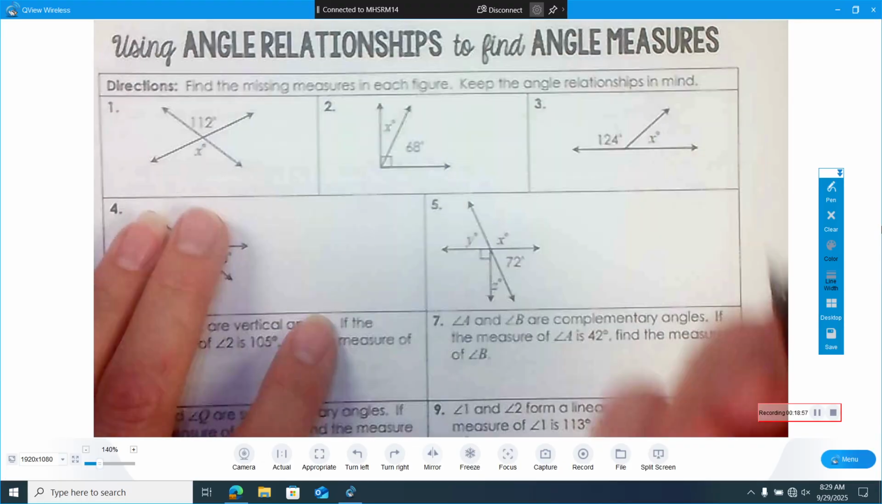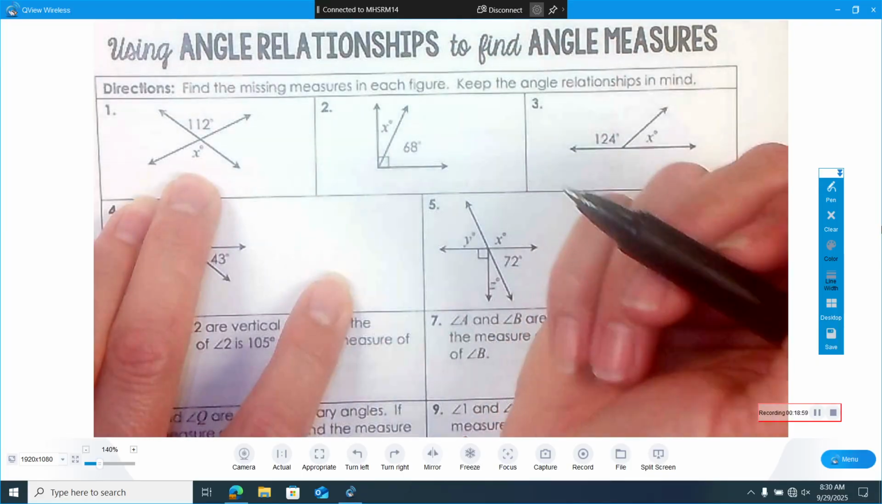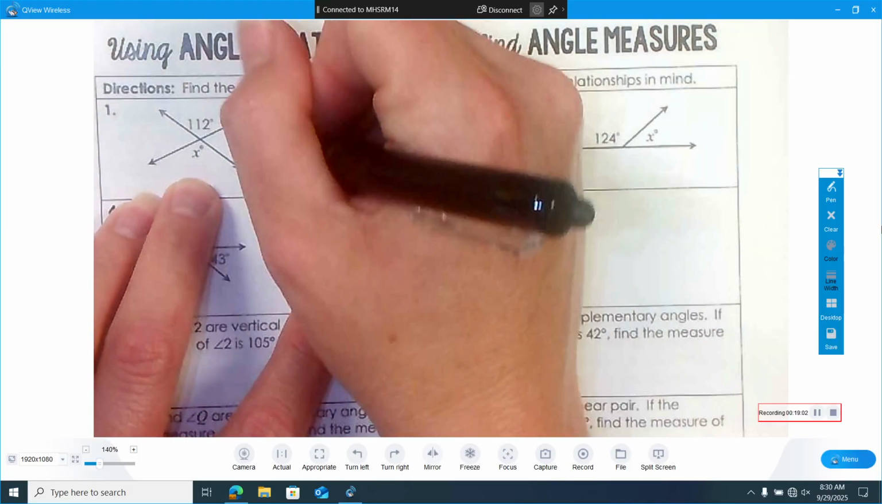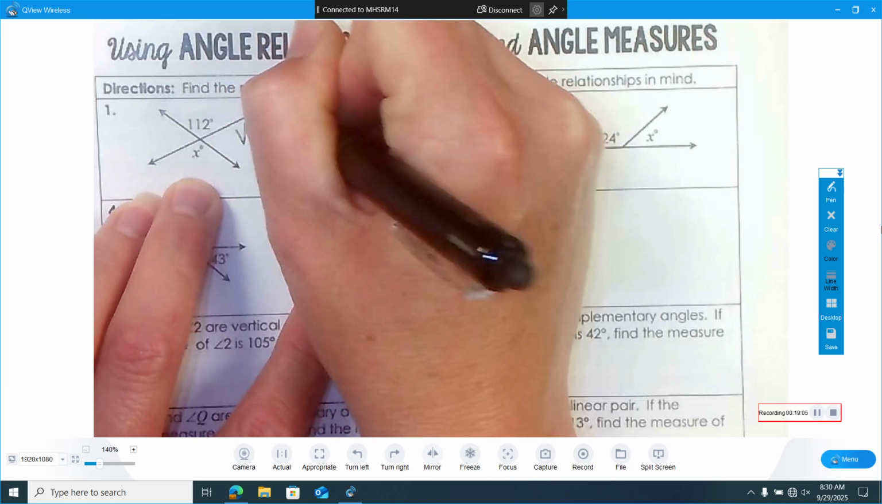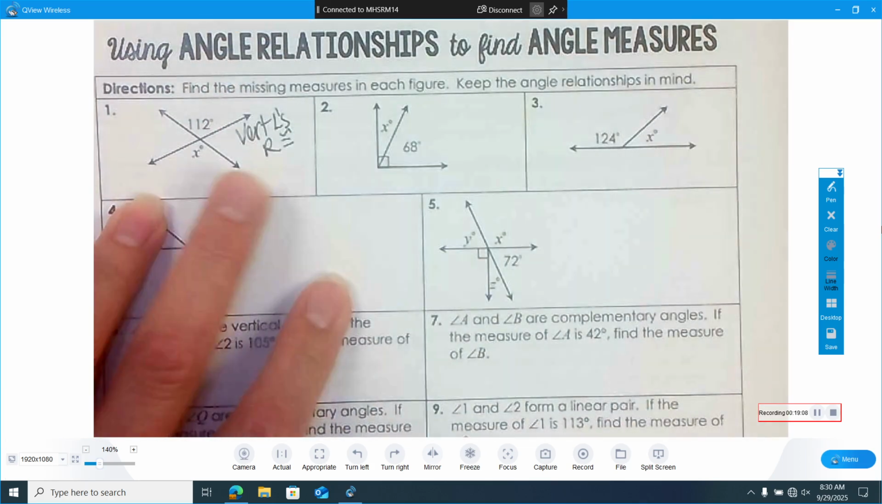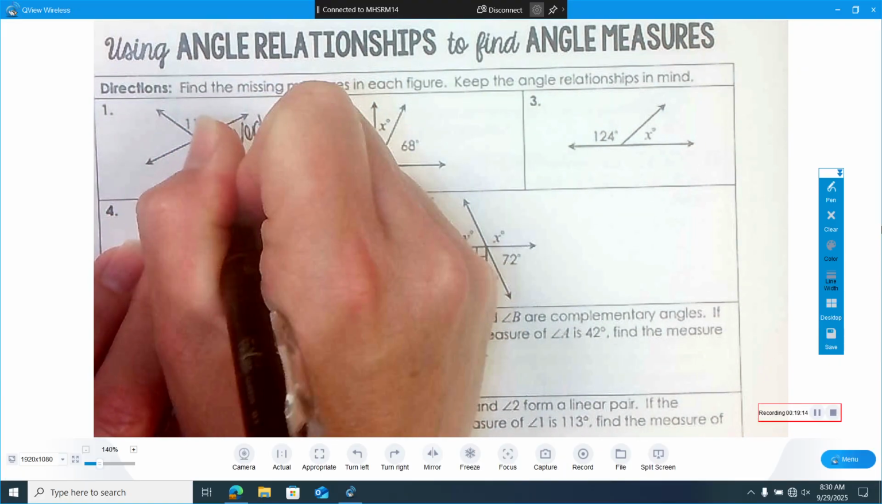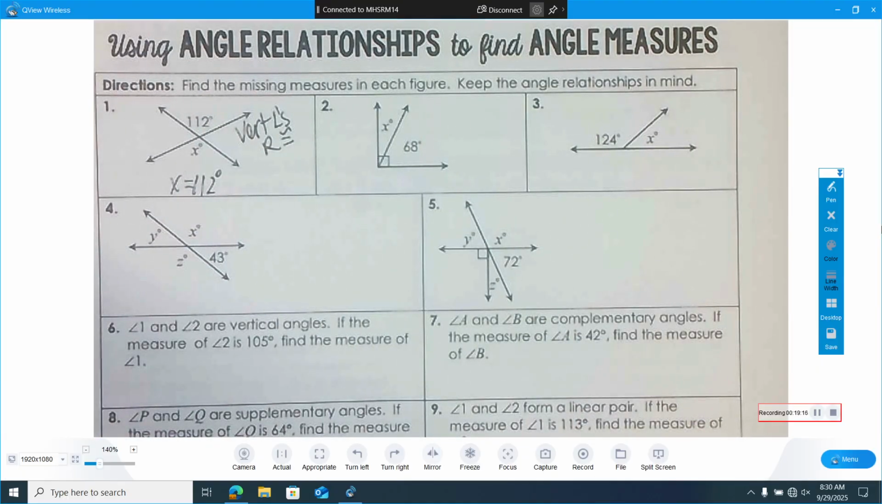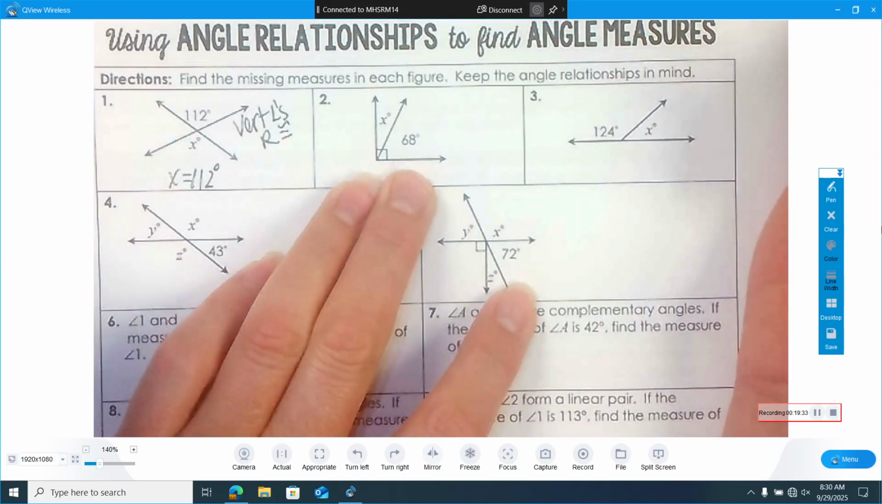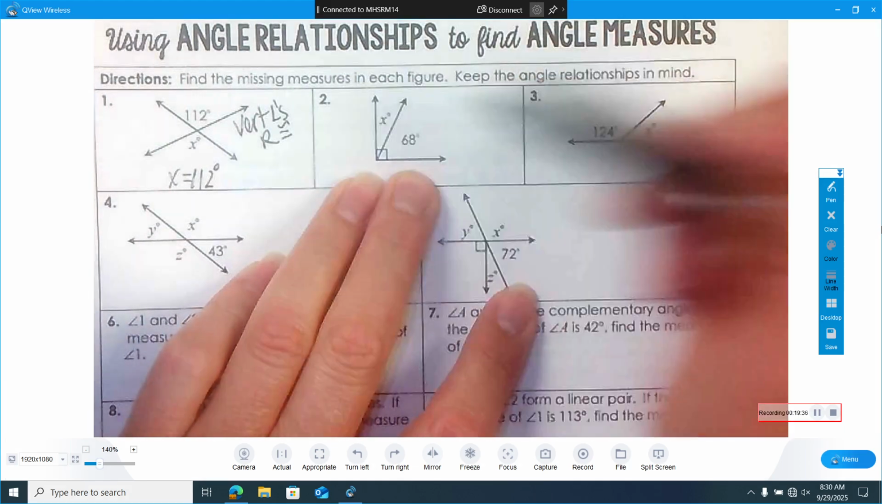Okay. Tell me about this X degree angle and the 112. They're vertical, so that means that X would have to equal 112. Very good. I love how you said because vertical angles are congruent. X must equal 112 degrees because vertical angles are congruent. If you always say because vertical angles are congruent, you're going to do a great job at proofs, okay? I know X must be 112 because I know that there are vertical angles and vertical angles are congruent. That is beautiful. All right, so tell me about number 2.